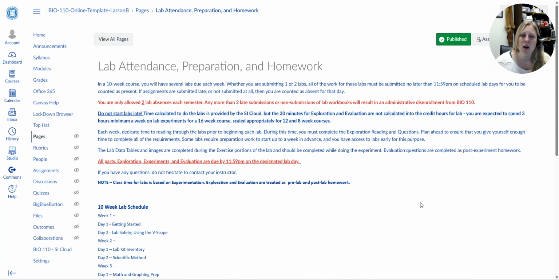there are exploration and evaluation portions of each lab. Those are pre-lab and post-lab homework and are not calculated into the time spent in class. Now, some labs are going to take you longer.